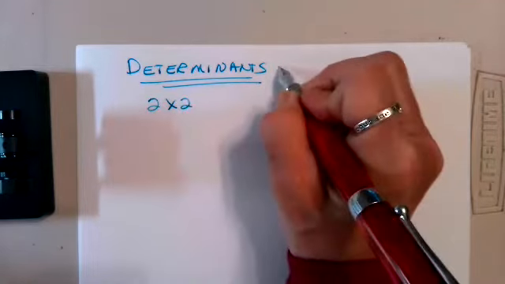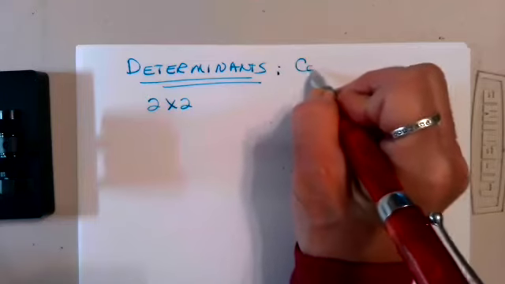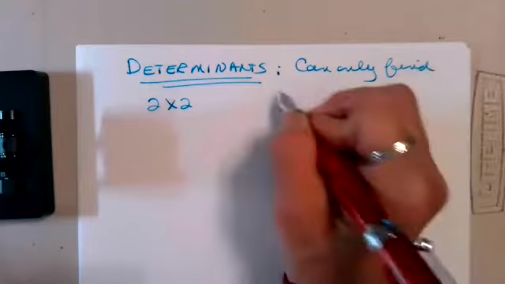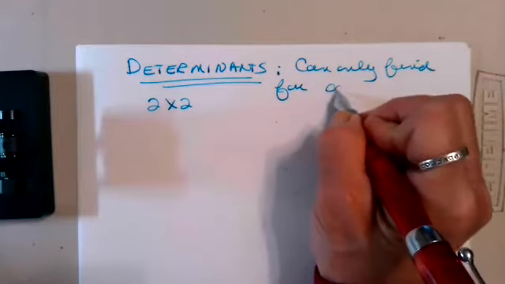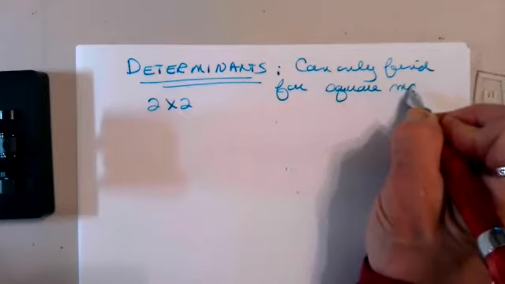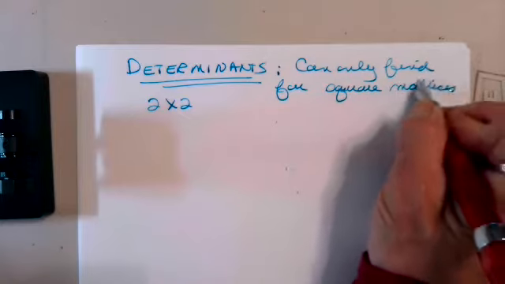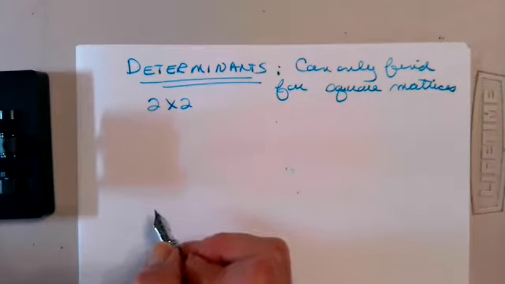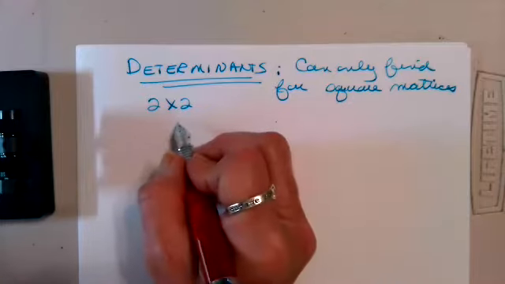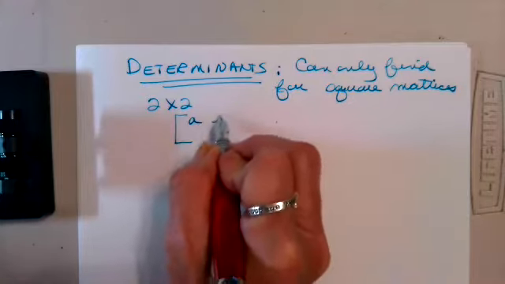First of all, you can only find determinants for square matrices. That is, same number of rows and columns. Determinants are undefined for non-square matrices. Okay. So what's a 2 by 2 matrix determinant? Those are the only easy ones.